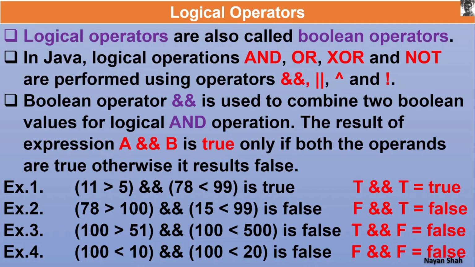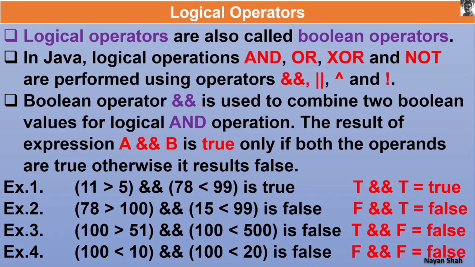Boolean operator AND is used to combine two Boolean values for logical AND operation, and the result of expression A and B is true only if both the operands A and B are true, otherwise it results false. In physics you might have done logic gates, and this is the same as logic gates. In an AND gate, when both the conditions on both sides are true, then only the final statement is true, otherwise it is false.